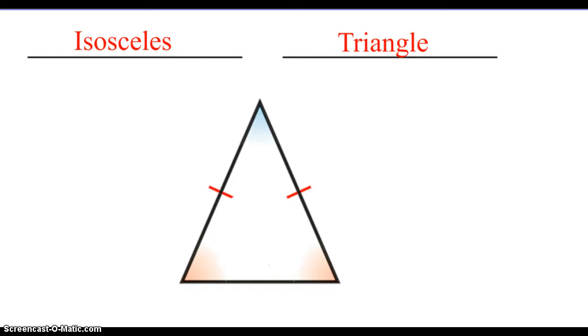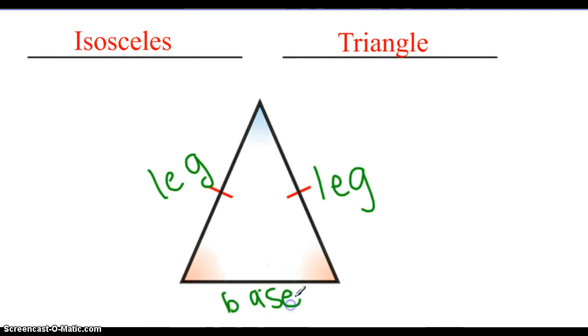So the first thing that needs to be labeled is the sides that are congruent. And you can tell in this picture that I've labeled these as the congruent sides. The congruent sides are what we call the legs. And the side that does not have the tick mark on it is what we call the base. And then it kind of makes it easy to label.